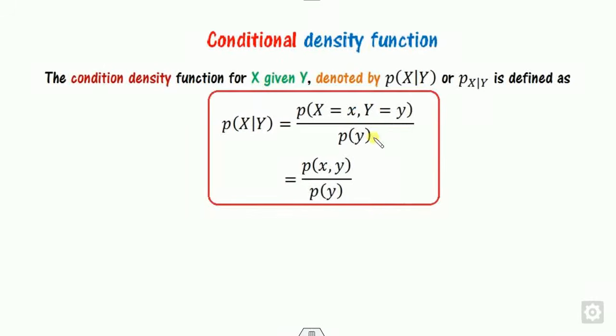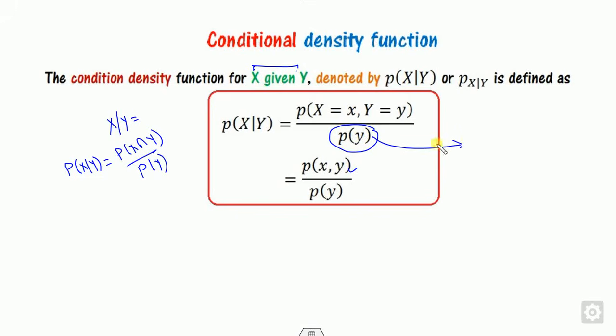The second concept is the conditional density function. What is the conditional density function of x given y? We have studied conditional probabilities: x intersection y divided by the probability of y. The same thing holds here, but since it's a two-dimensional problem, this x comma y is the joint function, and the denominator is a function which depends only on y. So this is the marginal density function of y.